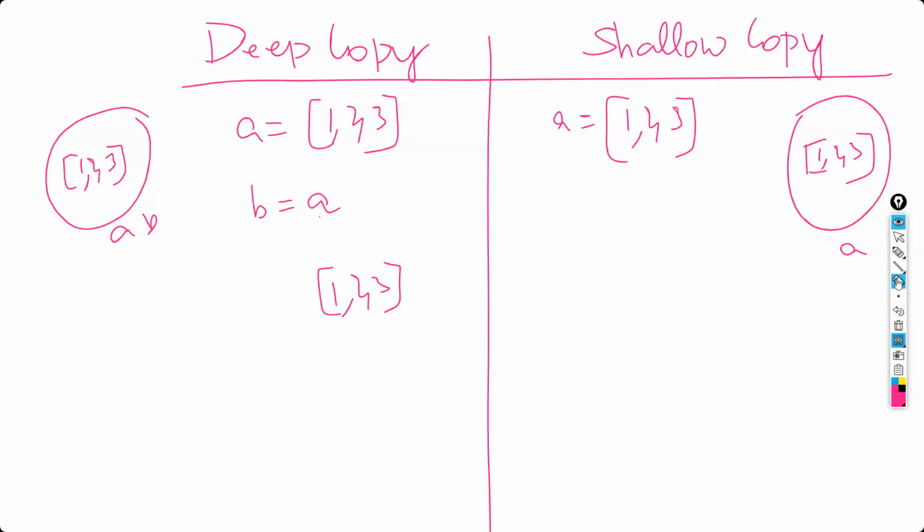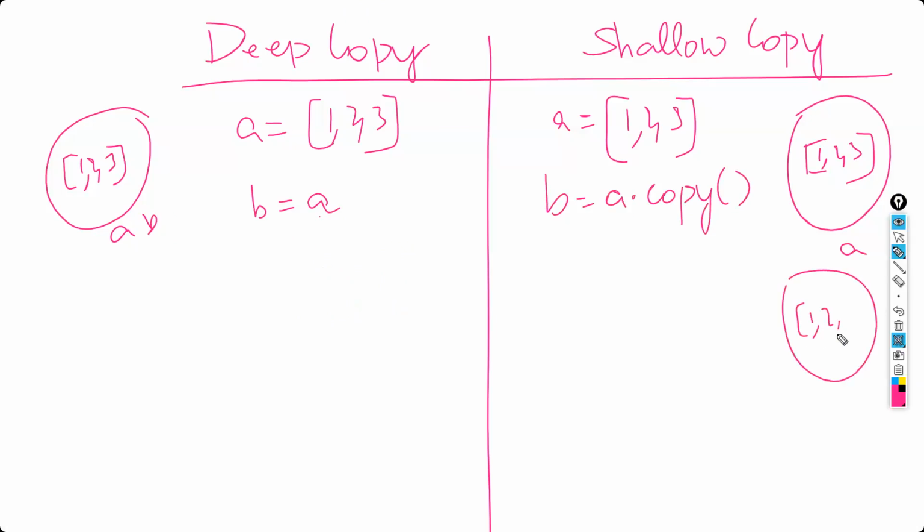Now, here what I'm going to do is B is equal to A.copy. Clearly I'm writing dot copy. What is meant by dot copy? It means copy the values only, but not the object. It will take the values, 1, 2, 3, and it will create a separate object for B. That is the difference between both of them.